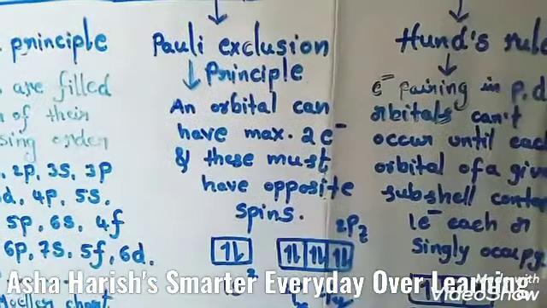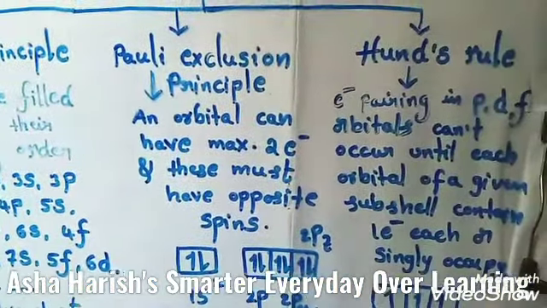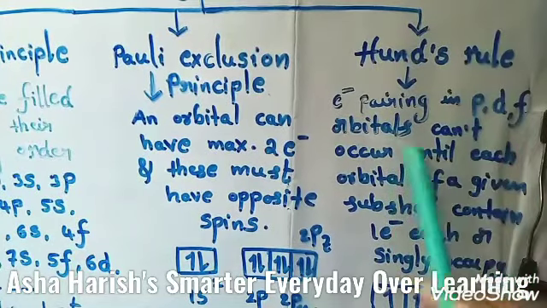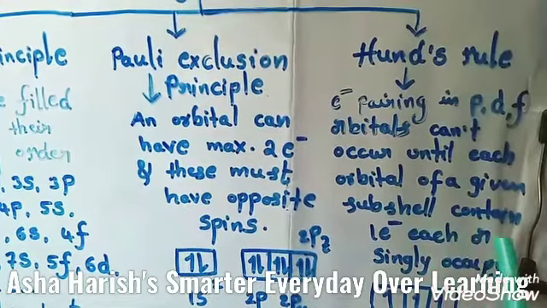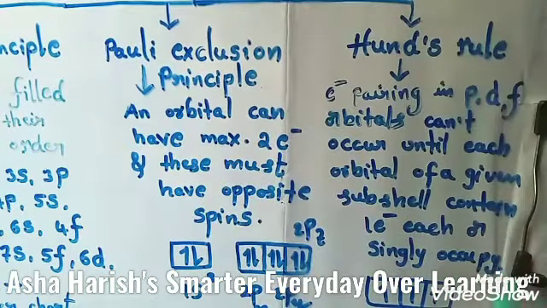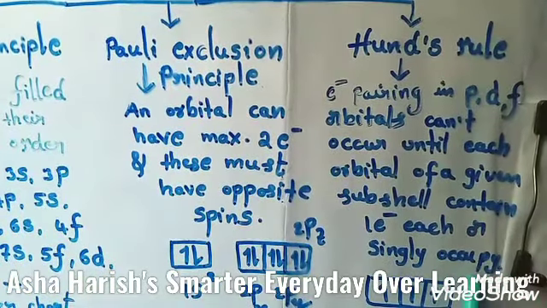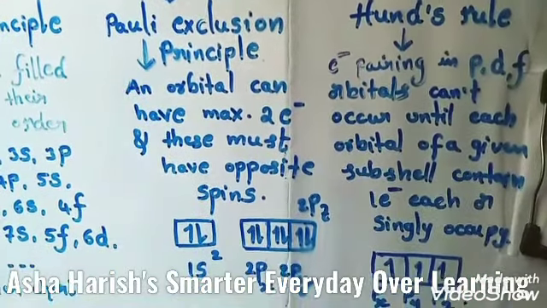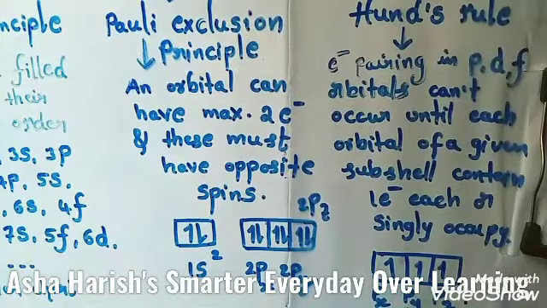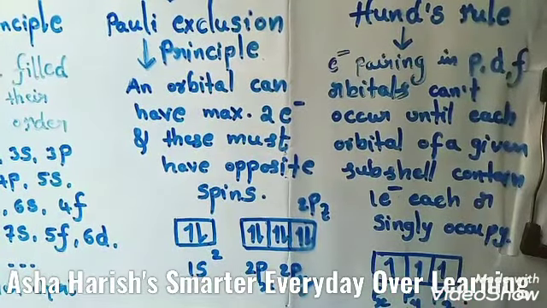And the third one is Hund's rule. Electron pairing in p, d, f orbitals can't occur until each orbital of a given subshell contains one electron each, or is singly occupied. That means students, only the first single electron can occupy the degenerate orbitals px, py, pz. Then only the second electron can come here.